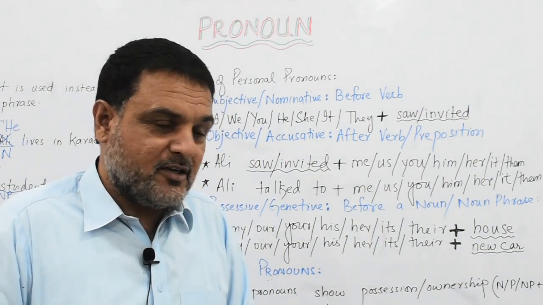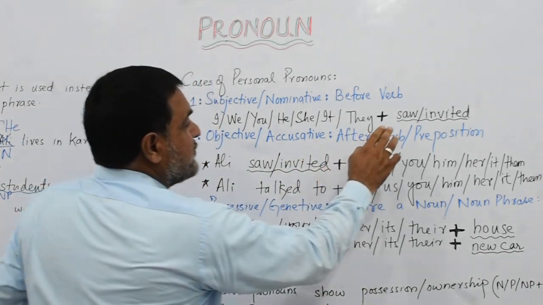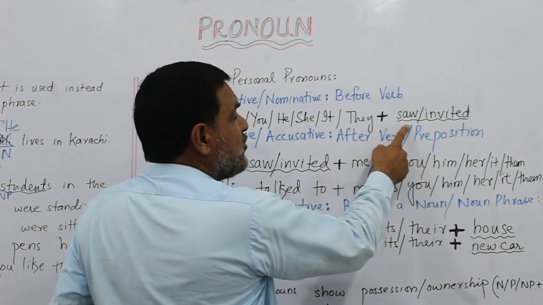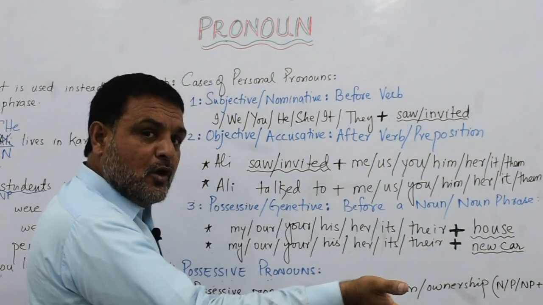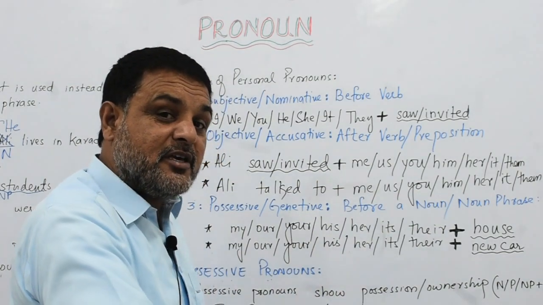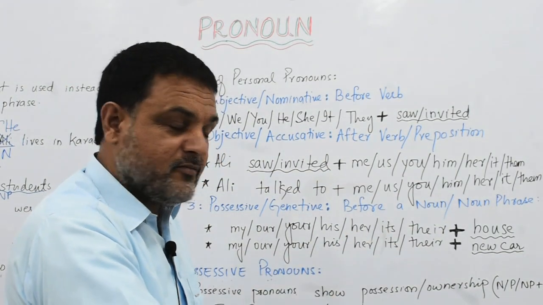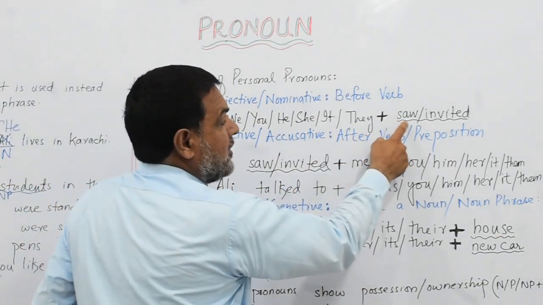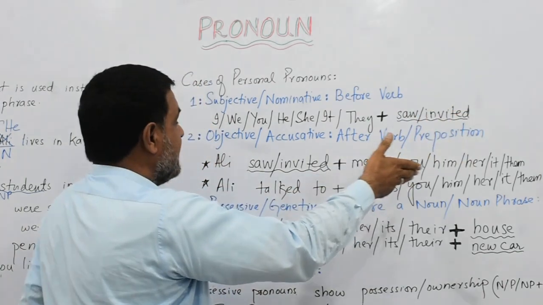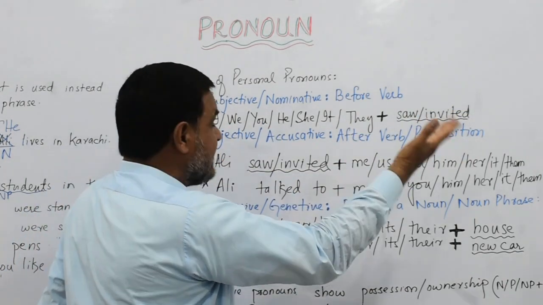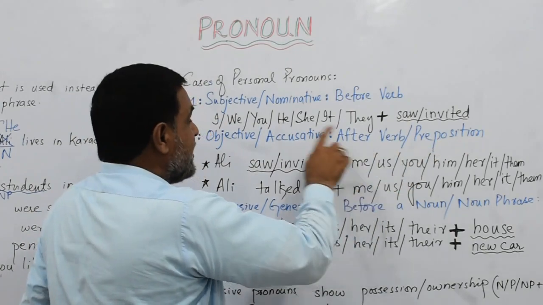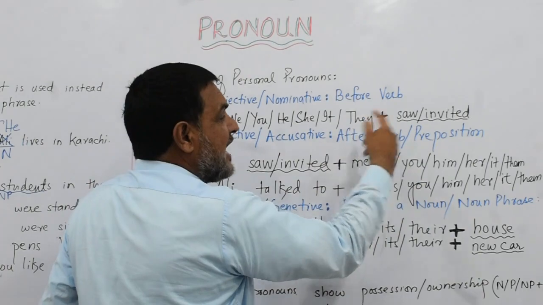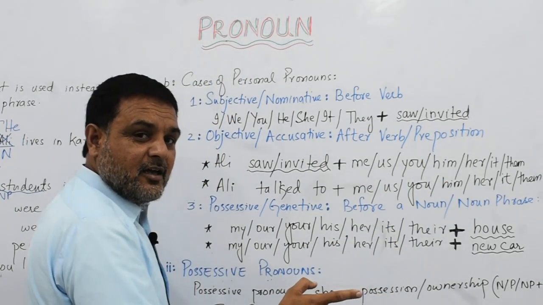Keep that in mind. For example, I have used the verbs saw and invited. There are 2 verbs over here. So when you use a personal pronoun before the verb, it will have a different case, a different form. For example, I saw Ali. We saw Ali. You saw Ali. He saw Ali. She saw Ali. It saw Ali. They saw Ali. See, they are all correct.